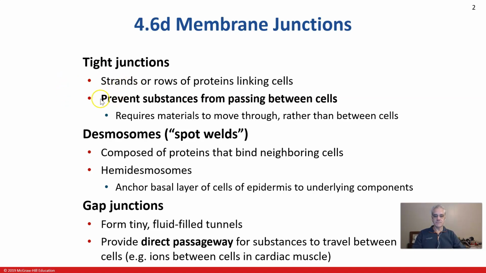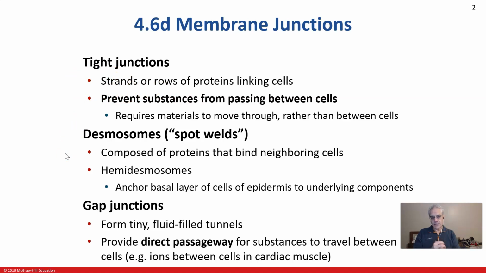So tight junctions are proteins that link the cells pretty tightly, as the name would imply. The point here is they prevent substances from passing between cells. In the gaps between the cells, stuff can't get through. So the tight junctions force things to go through the cells themselves rather than in between the cells. This would be very advantageous in, say, the digestive system. You really want things to be tight so that whatever you absorb into your body has to go through your cells first. So that's a tight junction.